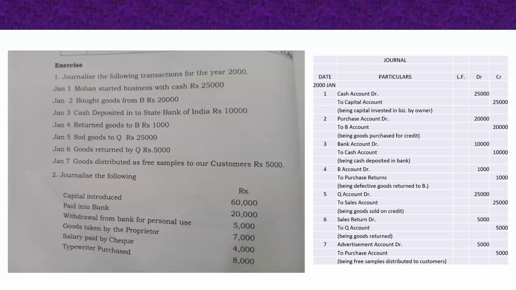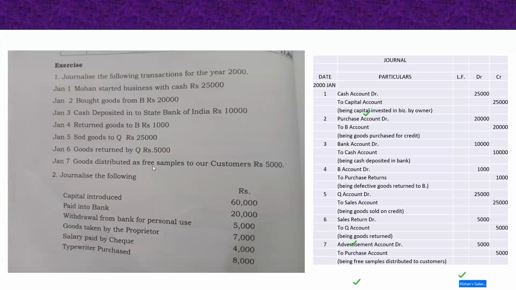Goods distributed as free samples to our customers. Here the goods are distributed free of cost, as free samples, or goods gifted to the employees, for example if there is an occasion or a season coming, or goods taken by the owner of the business for personal use. So everything like that comes under the purchase account.